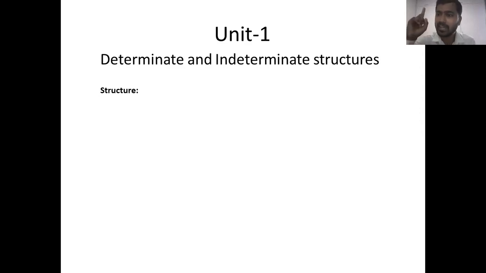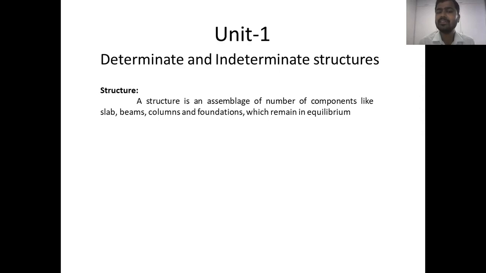First we have slabs, second we have beams, third we have columns, fourth we have footings. Fine. So these are the basic components which are very much required. Now here he has given you the same thing. A structure is an assembling of a number of components like slabs, beams, columns and foundations, which remain in equilibrium. If they remain in equilibrium, then only the structure will be stable, or else it will not be stable.